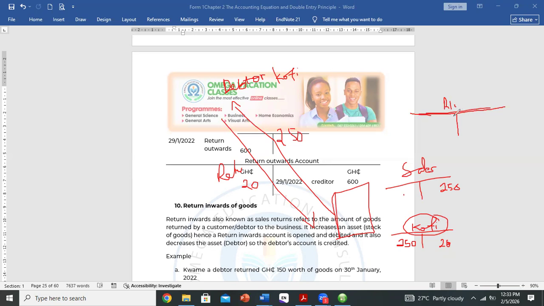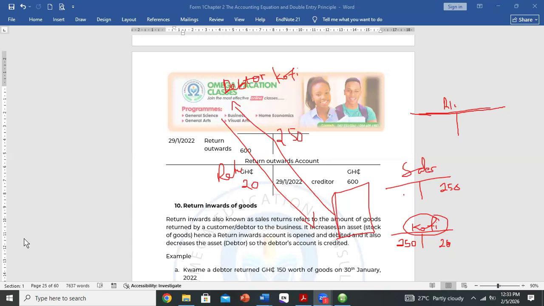Okay. Please, any questions? They may look so technical and so tedious, but please, if you sit down and follow all the discussions that we have had, you shouldn't have problems with recording business transactions at all. But don't worry, as and when we start solving questions, you will see that the transactions are repetitive. It's just the names and numbers that will change.